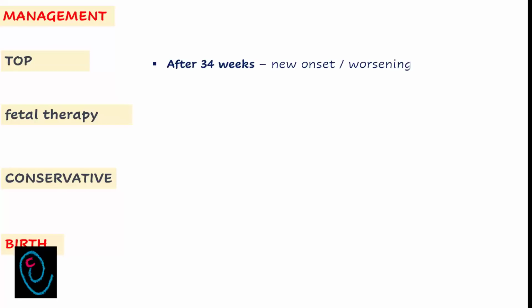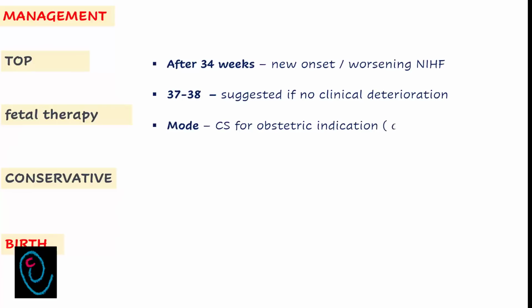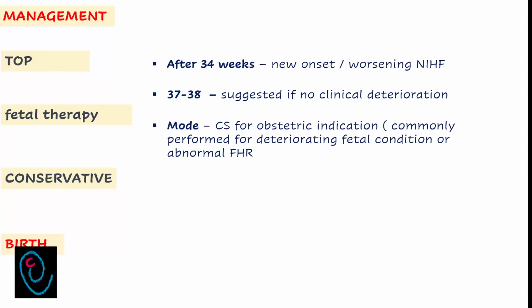New onset or worsening of non-immune hydrops fetalis after 34 weeks is a reasonable indication for delivery. Otherwise, delivery at 37 to 38 weeks is suggested in the absence of clinical deterioration or other indication for earlier delivery. Caesarean section is reserved for obstetric indications. It is commonly performed for a deteriorating fetal condition or abnormal fetal heart rate.